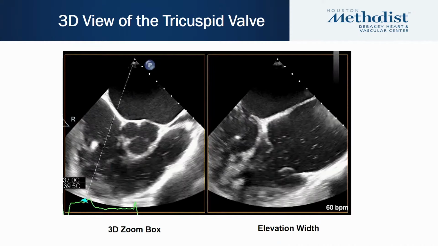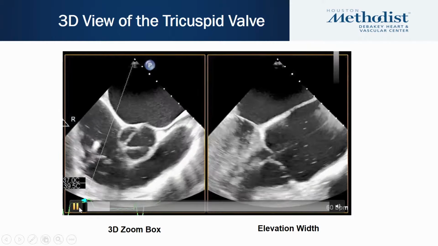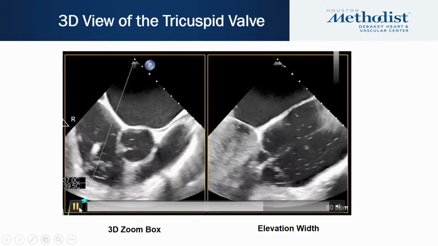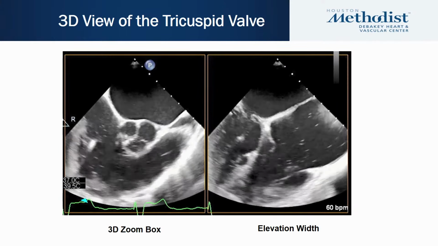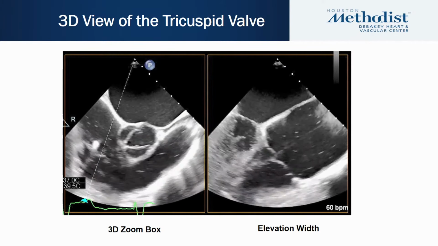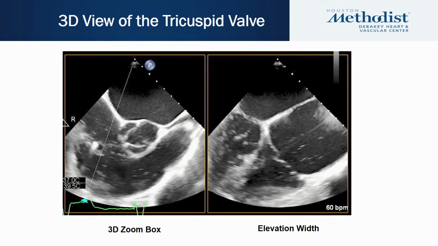Similar to the mitral valve, 3D views of the tricuspid valve are very helpful in understanding the site and extent of the pathology. So this is an example right there. So again, remember that optimal 3D imaging relies on optimal 2D imaging. 3D imaging will not give you beautiful views if you have poor 2D windows. So you want to optimize your 2D views.